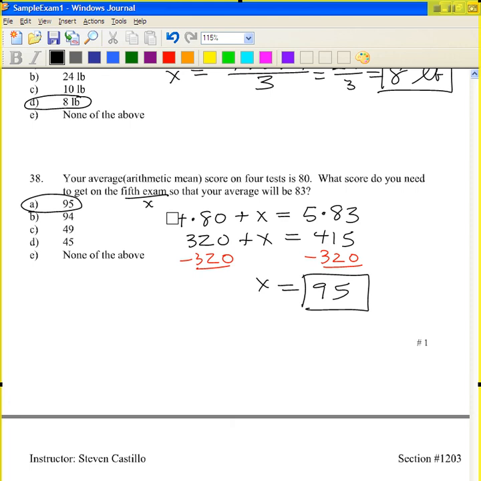So your average on 4 exams is 80. So that gives you the total number of points on those 4 exams. How much more do you need on the 5th exam so that the average for those 5 exams is 83? So this is the total number of points that you need for those 5 exams. This is the total number of points you have for the 4 exams. So therefore, how much more do you need to get to the needed amount for the 5 exams?